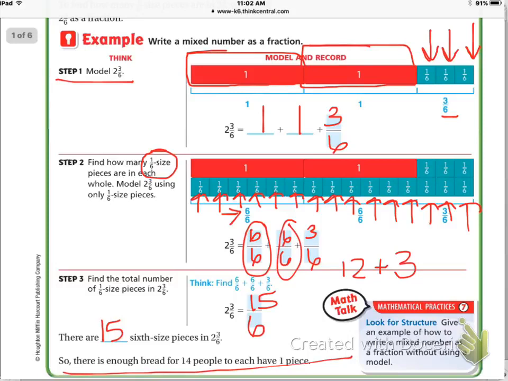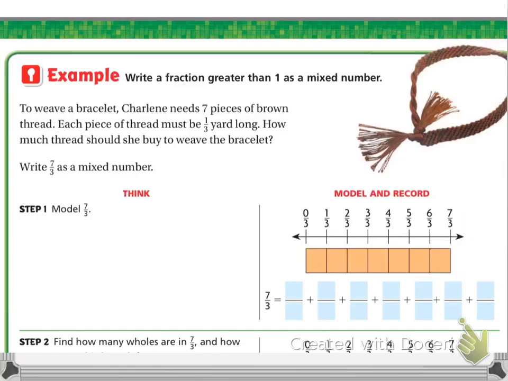Now flip the page with me and let's take a look at another example of how you might need to do some fraction problem solving.